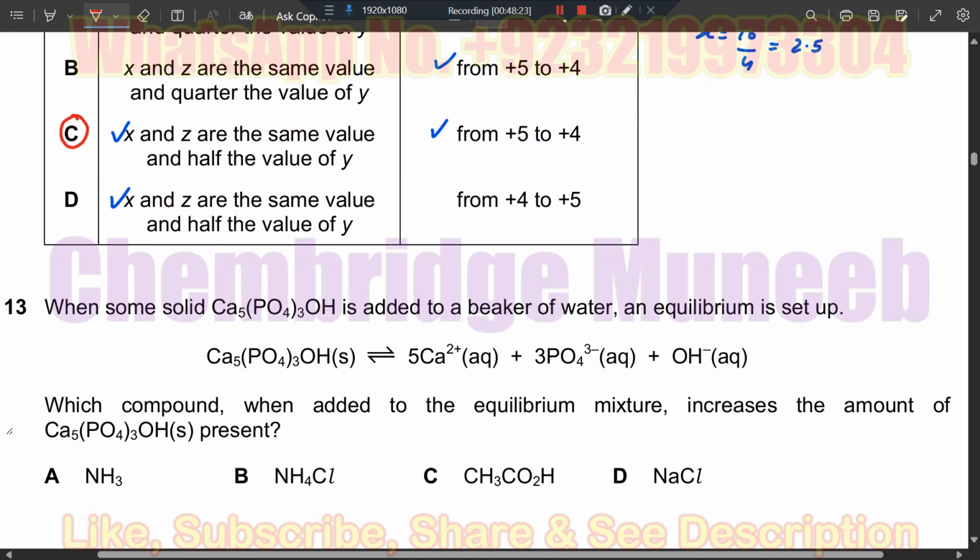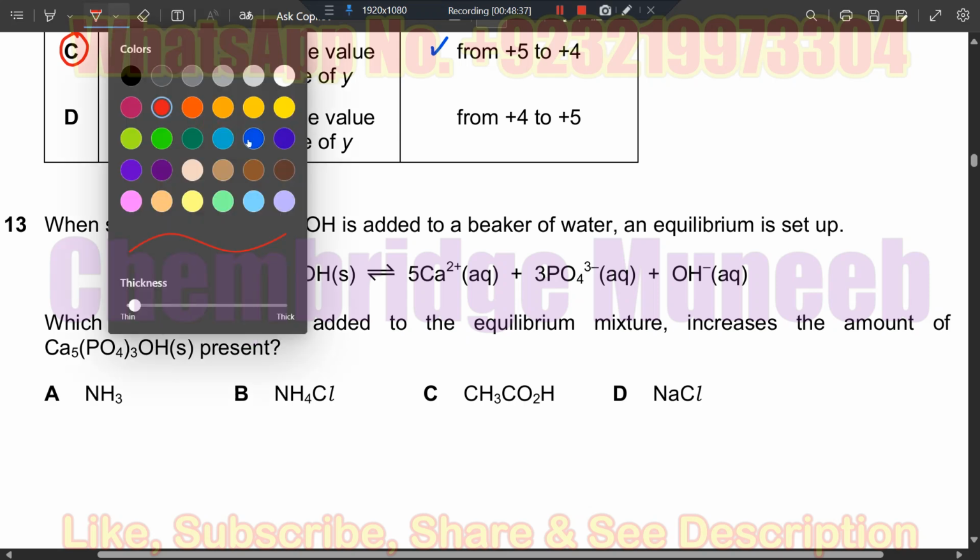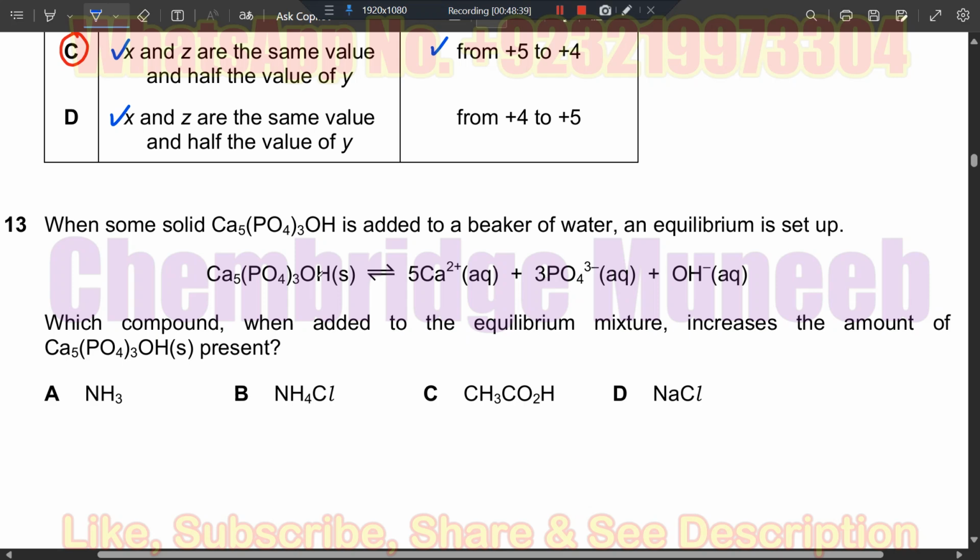Now next, question number 13. When solid Ca5(PO4)3OH is added to a beaker, this is the equation. Which compound when added to the equilibrium mixture increases the amount of this compound? So we should know the reasons for the equilibrium to move towards the left side. So which factors could be the reason for moving to the left is that we must have a higher amount of this ion, a higher amount of this ion, and a higher amount of this, or a lower amount of this compound.